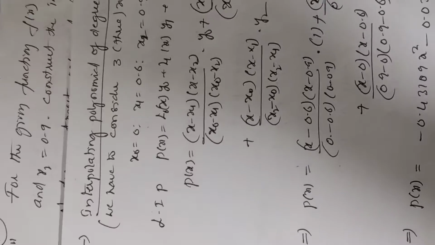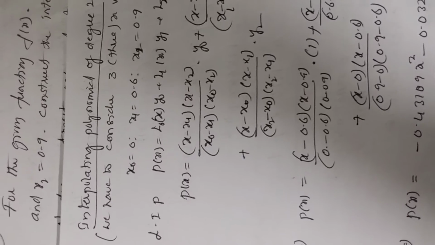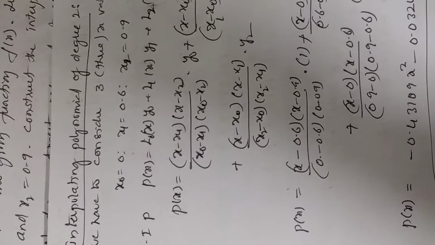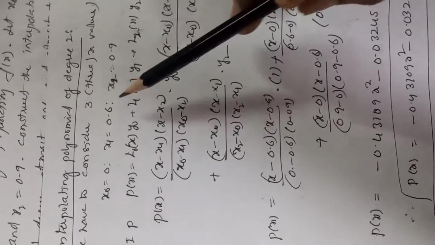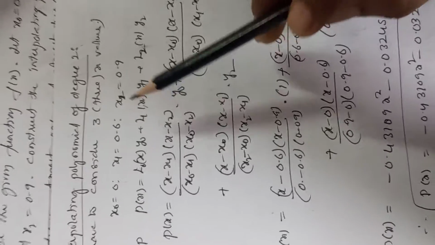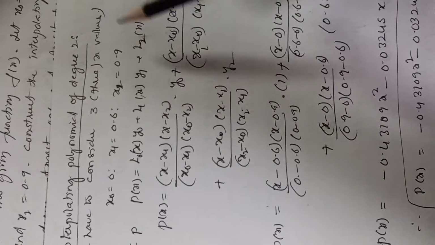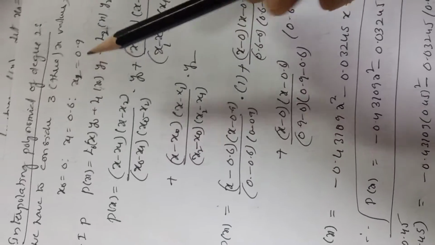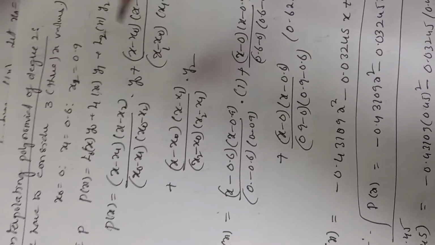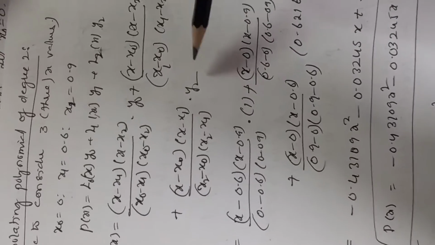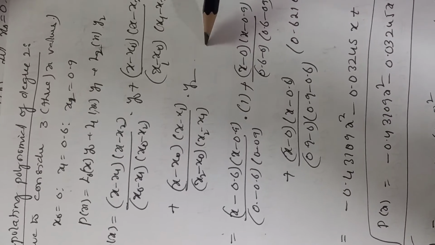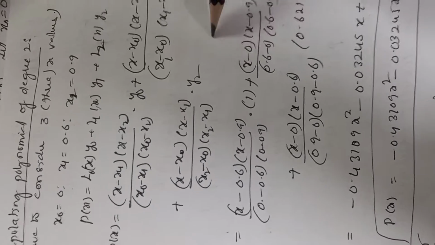Next case is to interpolate the same data. For the same data, we have to find the Lagrange's interpolating polynomial of degree at most 2. At most 2 means here we have to consider 3 x values, those are x0, x1, x2. Now based on those values we write the Lagrange's interpolation formula of degree at most 2.